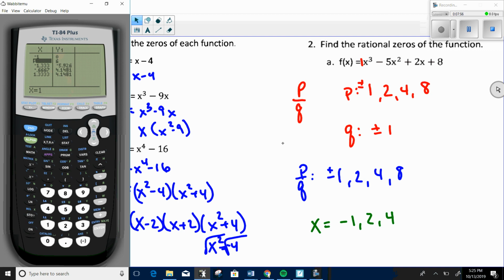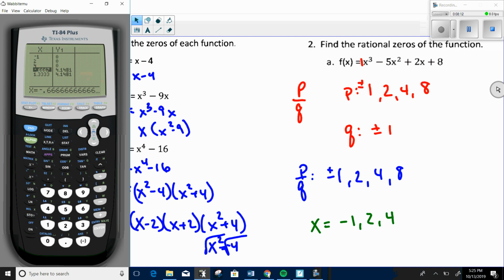Why? Because that's what it means to be a zero: the y value is 0 and the x value is something. So then I do 2, hit enter, and the y value is 0, and if I type in 4 and hit enter, my y value is 0.